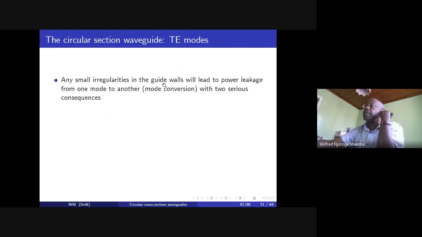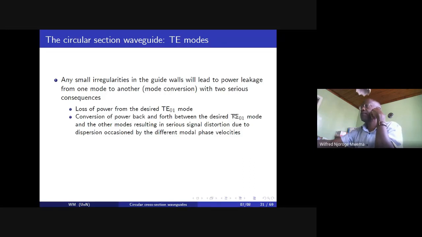Any small irregularities in the guide walls will lead to power leakage from one mode to another, and this can have two serious consequences. One is loss of power from the desired TE01 mode, and the conversion of power back and forth between the desired TE01 mode and the other modes. This can result in serious signal distortion because of the dispersion occasioned by the different modal phase velocities. At the same time, at the end where you are tapping off the power, you'll have terminated the line for a given mode alone, not all of the modes. And therefore, the power in the other modes will just go wasted.